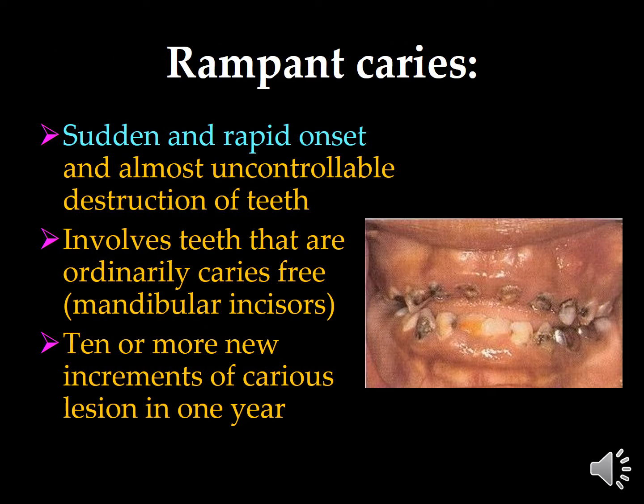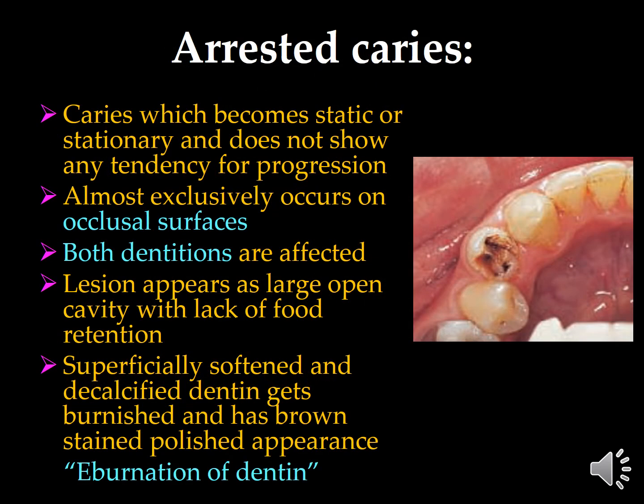Coming to the rampant caries lesion. It usually happens when it involves all the teeth except the mandibular incisors. Ten or more new caries lesions in a year is called rampant caries. Next, coming to the arrested caries. In arrested caries, the caries progression is stagnant or stationary, and the progression of the caries does not happen in such kind of lesions. Both the dentitions are affected.